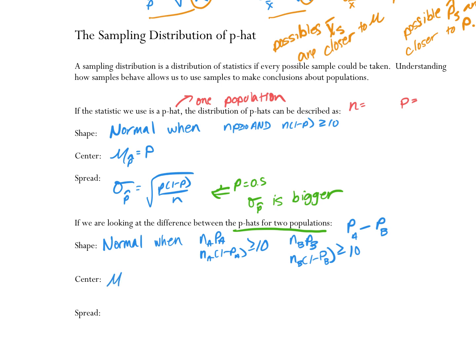The center of p hat A minus p hat B. So start thinking through that, okay? And here's what we've got so far. Normal. The center is going to be pA minus pB.